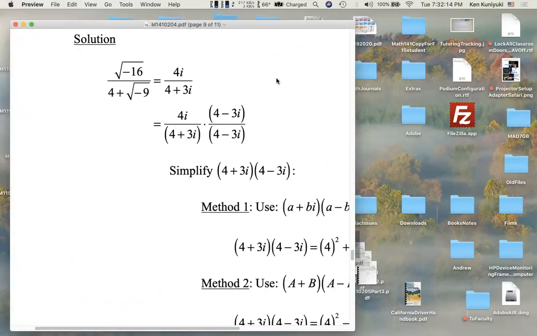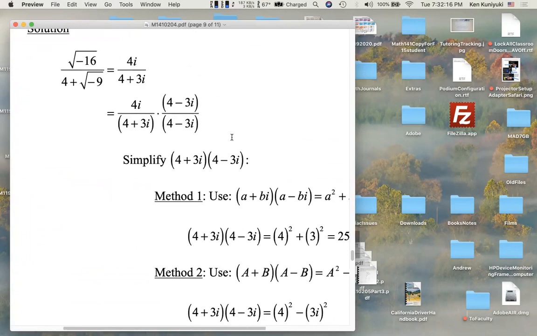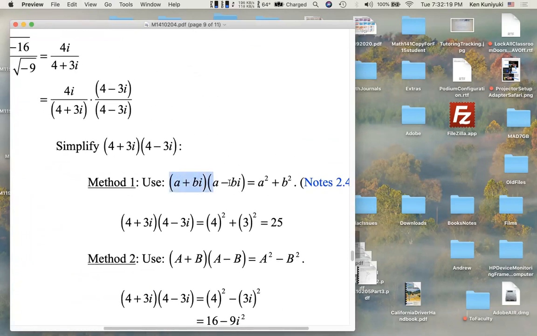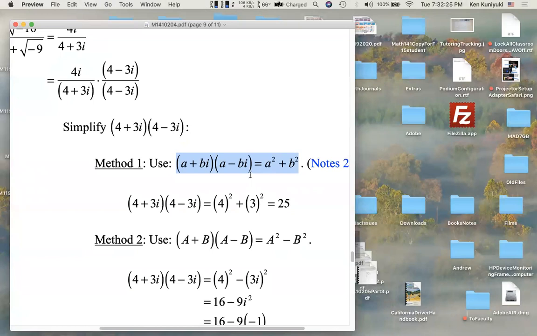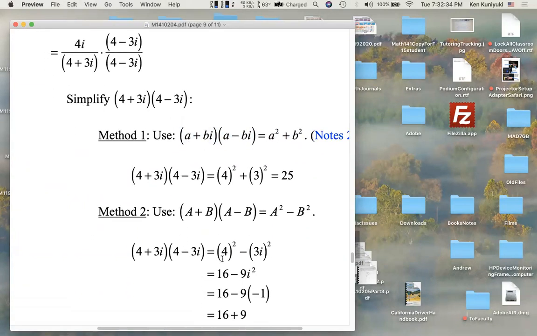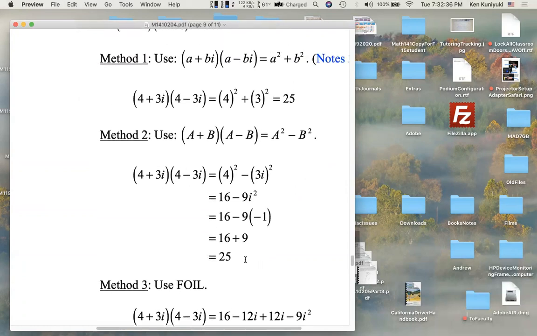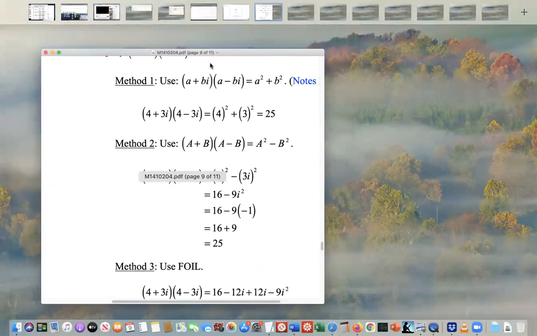Okay, so when you multiply these two, 4 plus 3i and 4 minus 3i, you can use this rule. That's the easiest way to do it: 4 squared plus 3 squared is 25. But if you don't feel comfortable with that, a lot of people just do it the old school way. The difference is the square of the first minus the square of the second: 4 squared minus the square of 3i. But again, it's in the notes. We can reiterate later.